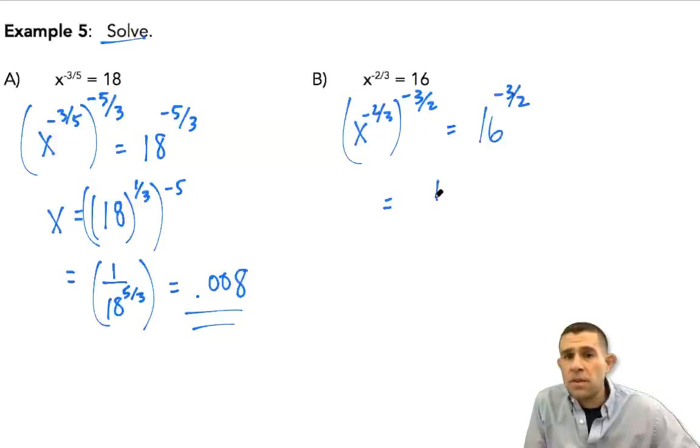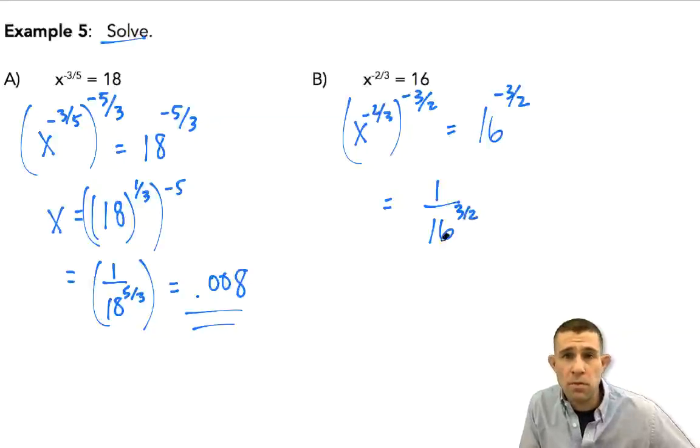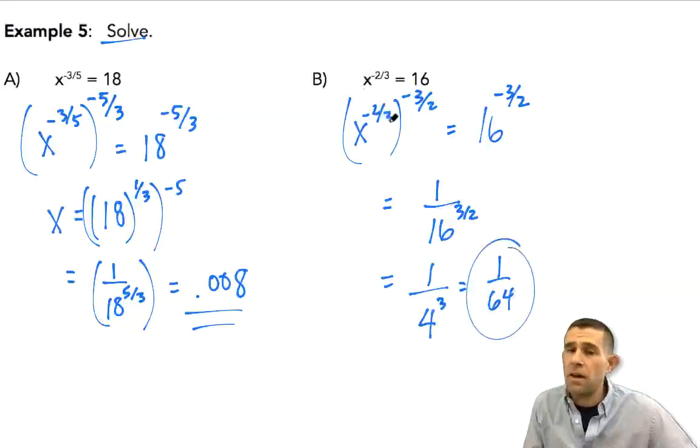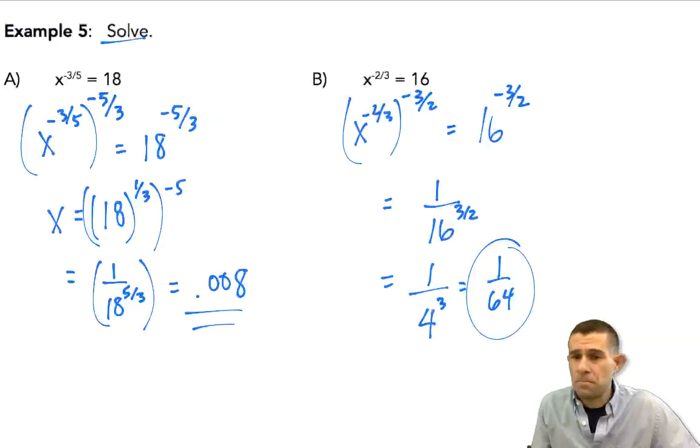So let's start off by taking the negative away by getting the reciprocal of that base. And now this will be raised to the positive 3/2, which is the square root of 16 cubed. So that's 1 over, the square root of 16 is 4, 4 cubed is 1 over 64. So our value for x, this one, is 1 over 64.